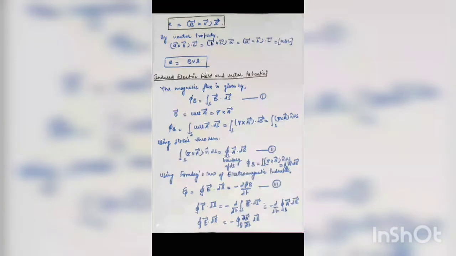Next topic is induced electric field and vector potential. The magnetic flux is given by phi B equal to the surface integral of B dot dS. From the definition of magnetic field, B equals curl A or del cross A, where B is the magnetic field and vector A is the magnetic vector potential. Then phi B equals the surface integral of curl A dot dS, or del cross A dot n cap dS.